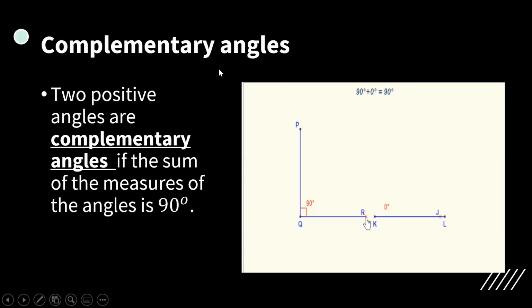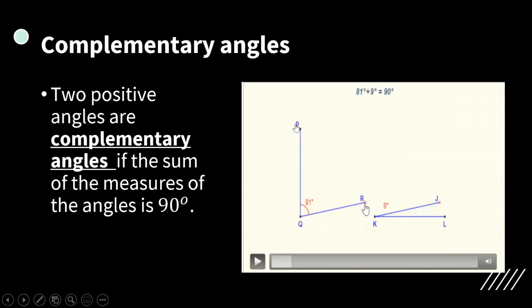Now let's talk about complementary angles. Two positive angles are complementary angles if the sum of the measures of the angles is equal to 90 degrees. So for example, we have this angle PQR whose measure is 81 degrees and angle JKL whose measure is 9 degrees. 81 plus 9 is equal to 90. So therefore, these two angles are complementary angles.